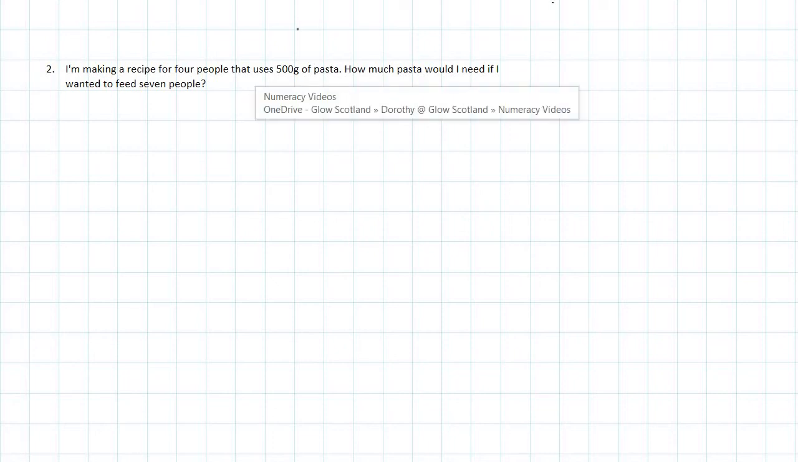So I'm making a recipe for 4 people. It uses 500 grams of pasta. How much pasta would I need if I wanted to feed 7 people? So this is actually quite a real life question. Most recipes do come for 4 people, but not every meal you cook is going to be to feed 4 people. So you need to be able to adapt recipes to do this.